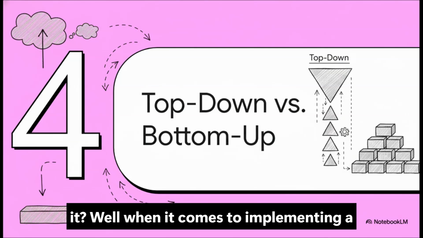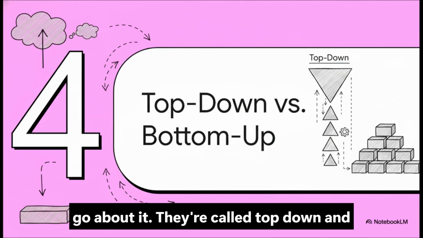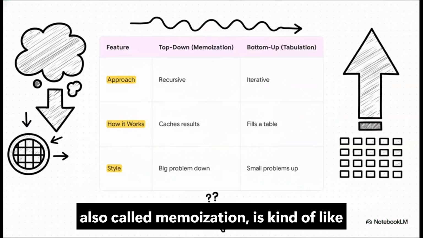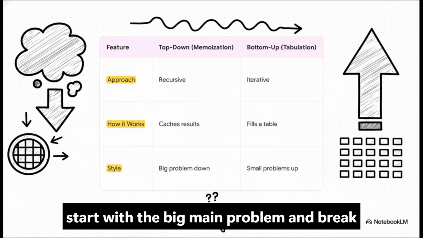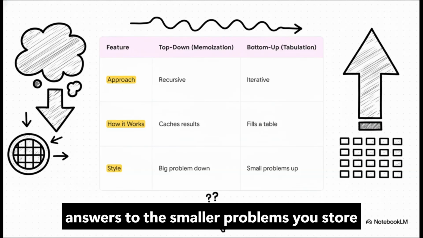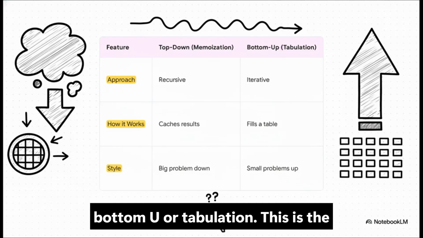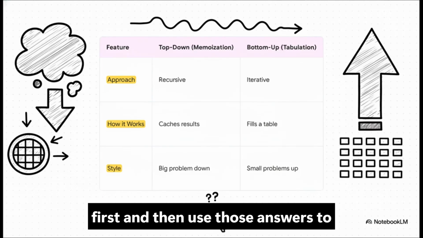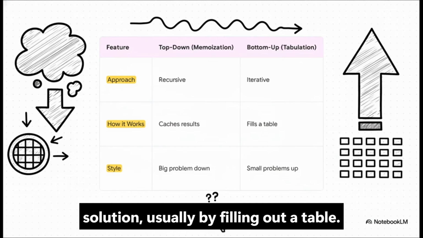Well, when it comes to implementing a DP solution, there are two main ways to go about it. They're called top-down and bottom-up. Think of them as two different flavors. The top-down approach, also called memoization, is kind of like how we just described Fibonacci. You start with the big, main problem and break it down with recursion, and as you find answers to the smaller problems, you store them in a cache. The other style is bottom-up, or tabulation. This is the reverse. You start with the absolute smallest, easiest problems, solve them first, and then use those answers to literally build your way up to the final solution, usually by filling out a table.